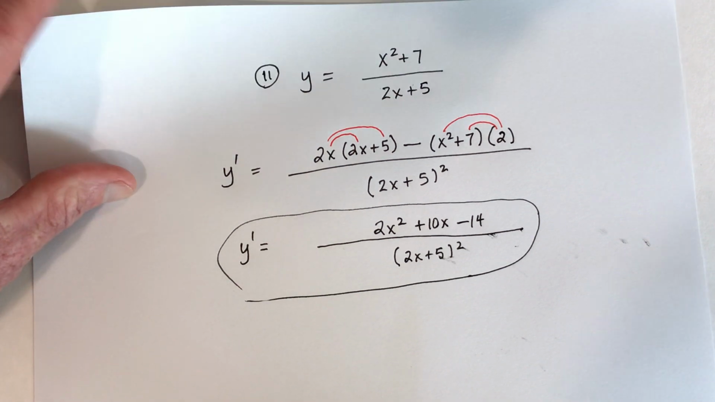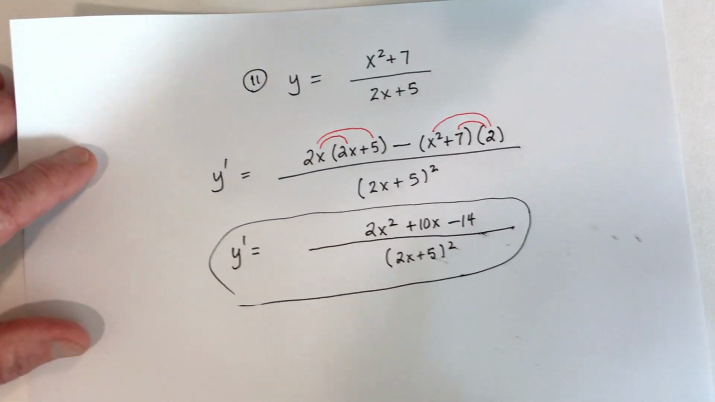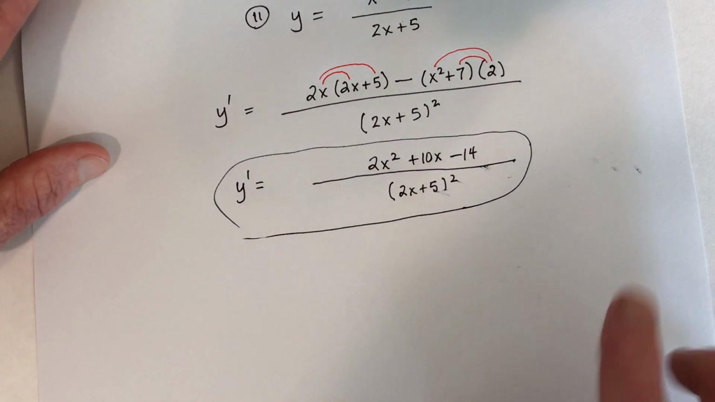And then we need to do one with the natural log. This paper is getting a little bit smudged. Let me get a fresh paper. So, one with natural log. So this will be number 12.